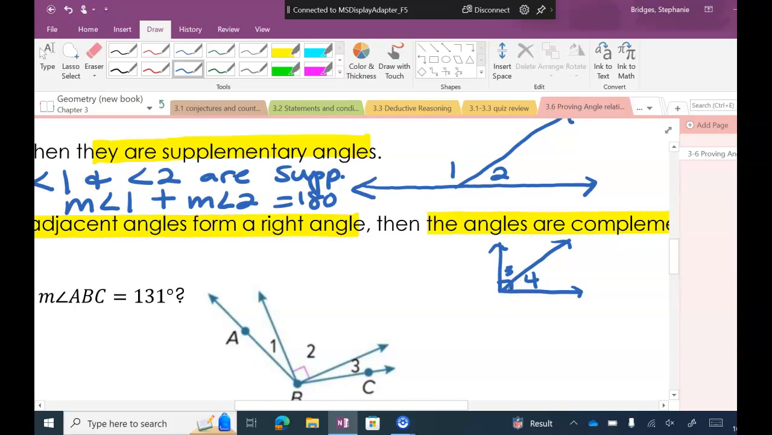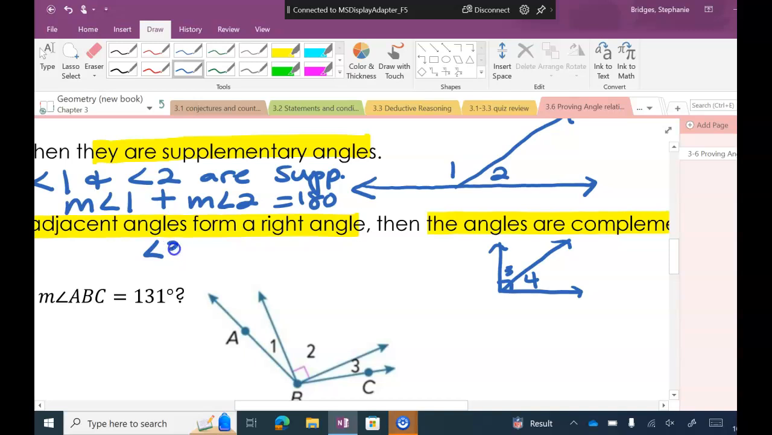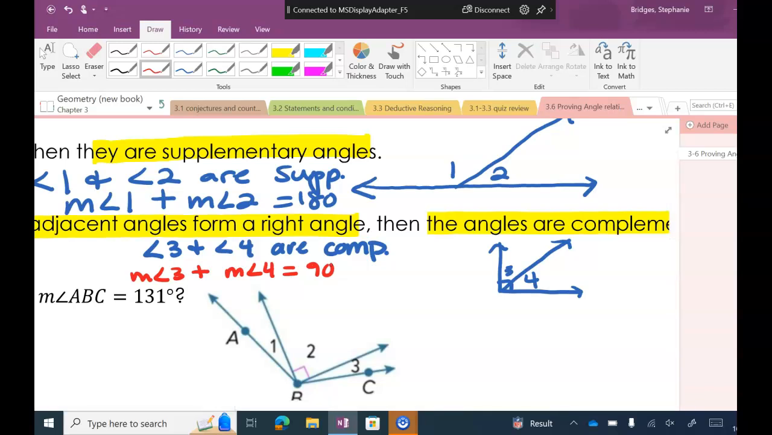If I were given that picture, I could say that angle 3 and angle 4 are complementary. And then because they're complementary, I could say that they add up to equal 90. Okay, so again, two different statements that we could say in a proof if I were given a picture like that. So far, so good? Okay.